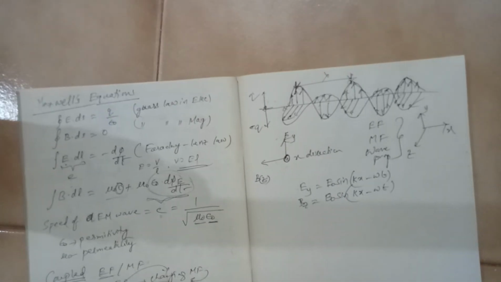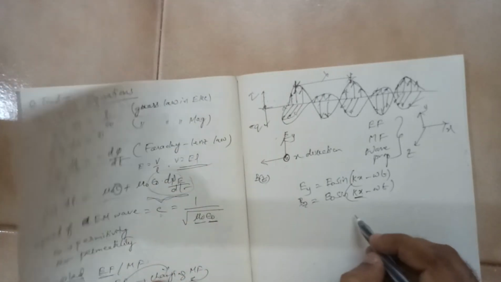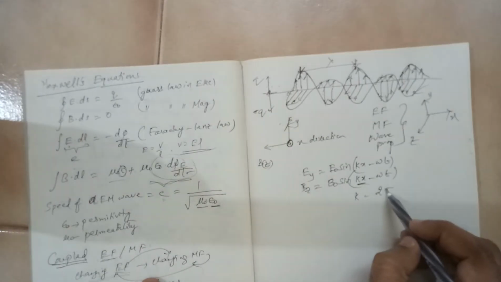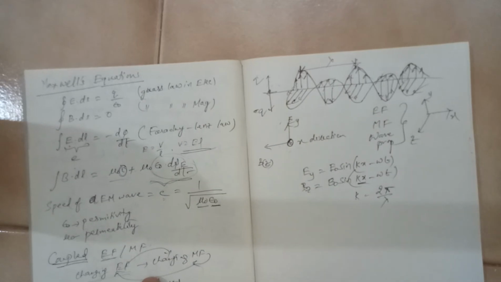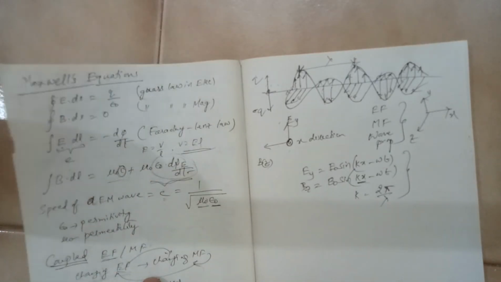Okay, this shows in which direction it is propagating. Here k is the wave number. You might have studied that in the wave chapter. It is 2 pi by lambda. So this information is useful for numericals.